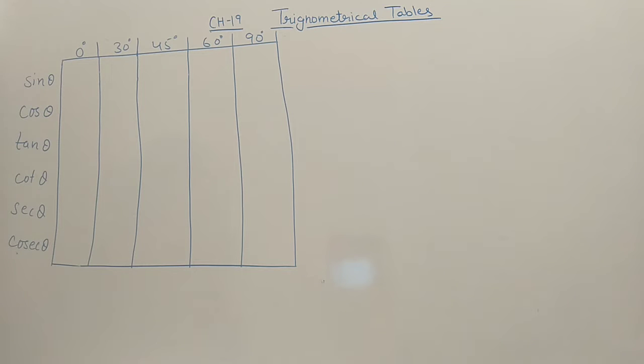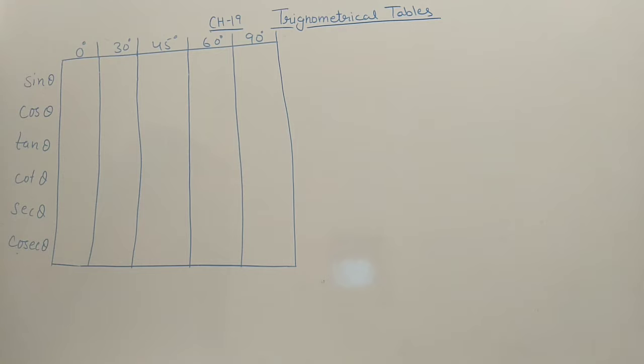Hello students, we are starting chapter number 19, trigonometrical tables. In this chapter I will explain how to read the values of sin theta, cos theta, tan theta between 0 to 90 with the help of trigonometric tables.